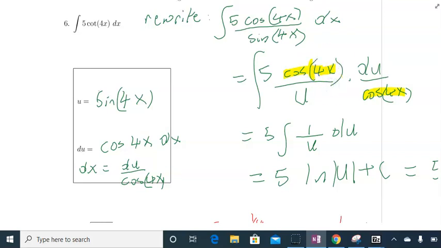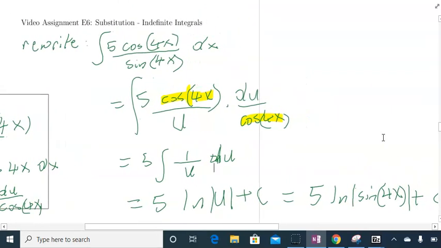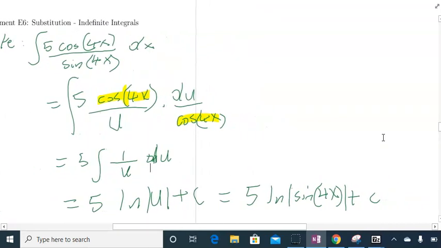And so we are left with 5. The 5 can be pulled to the left by the constant multiple idea. So let's pull 5 to the left of the integral sign. So that's 5 times the integral of 1 over u du. And so then we know that is equal to 5 times ln of u plus c. And then finally replace that u with sine of 4x. So our final answer will be 5 times the ln, absolute value of sine of 4x, plus c. And we are done.